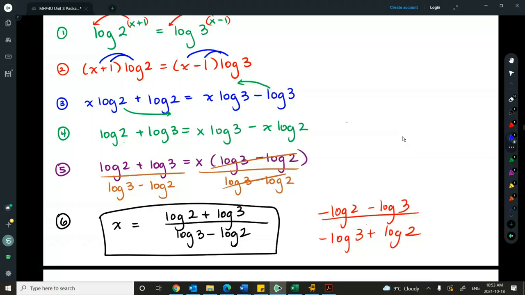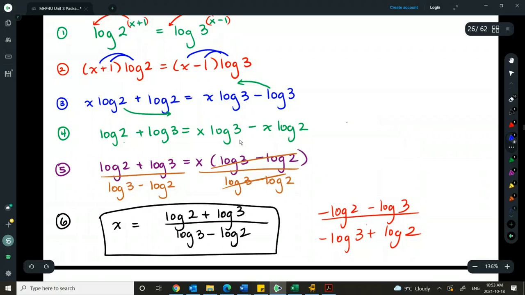Same thing. Yep. So as long as the log 2 is positive and the log 3 is negative, it doesn't matter the order. Amelia? Either one of those is fine. It's the same.